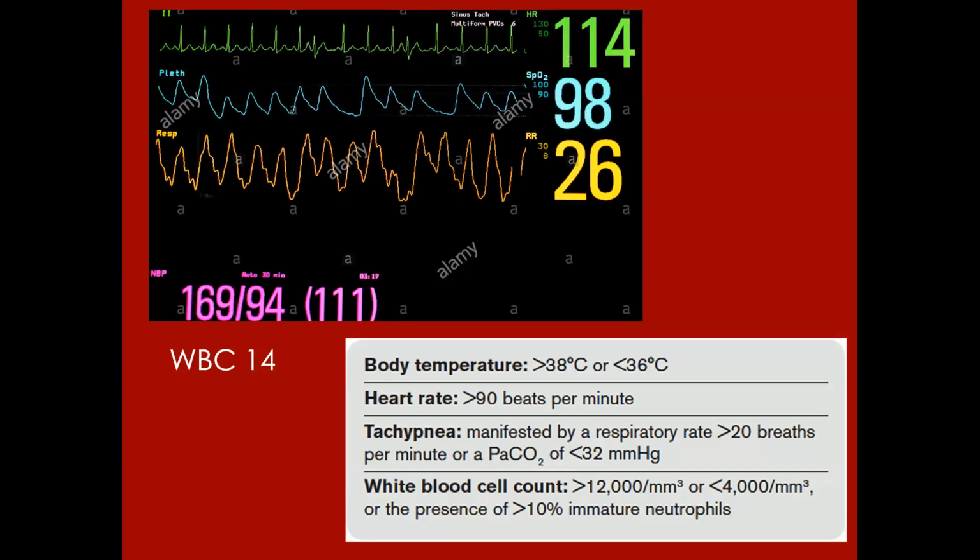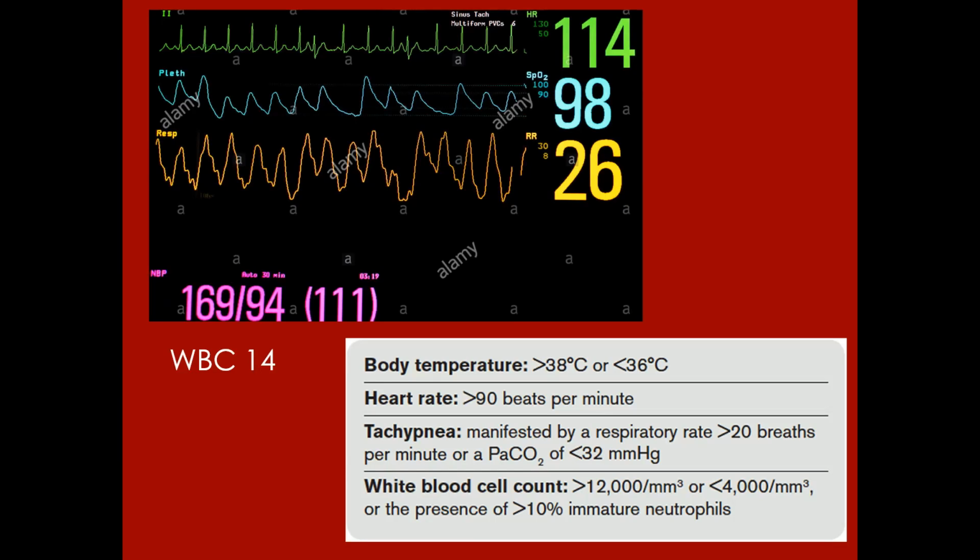Now, I listed for you here the SIRS criteria in the bottom white box so you could compare. If this person's white blood cell count is 14, they meet SIRS criteria. I think all of you can agree on that. However, what if I told you that this person wasn't even sick? What if I told you this person had just finished running a marathon?